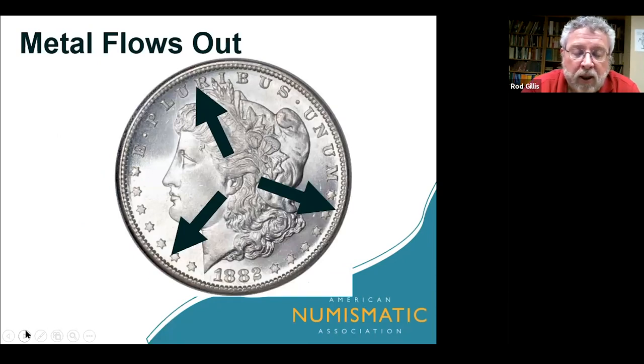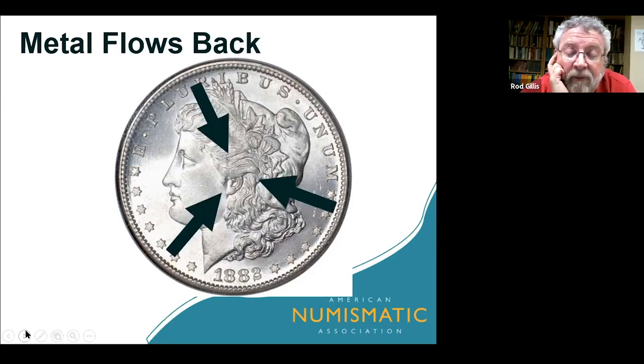So, when a planchet is in the coining chamber and the dies are hitting the planchet, they're hitting it with such force that metal flows out from the center of the planchet, okay? And this happens instantaneously. And after that happens, when the dies are beginning to release and move away, and the pressure is reduced, the metal flows back. So that metal flow initially out and then back in is what creates luster, okay?